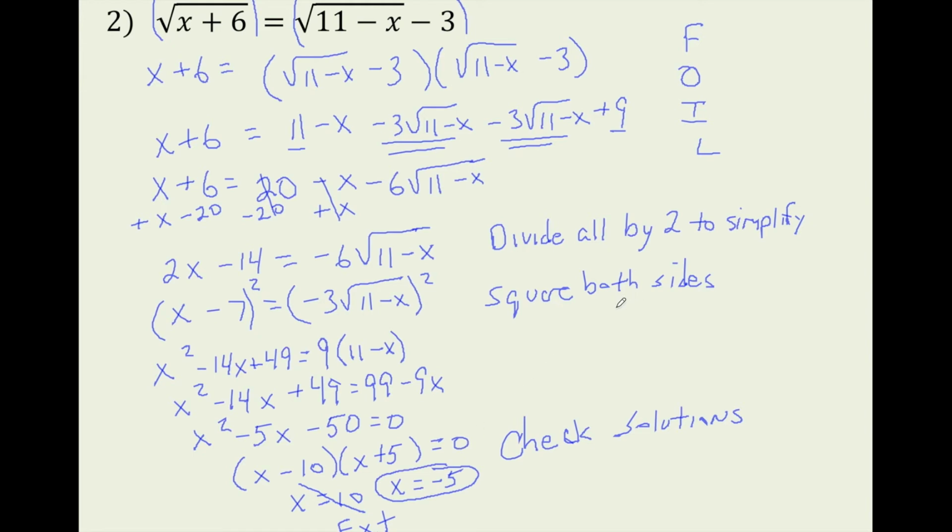All right, so check your answers. I got x equals negative 5 as my one answer. x equals 10 is extraneous. This is a little tricky right here. Think about it. Negative 3 times square root of 11 minus x times negative 3 times the square root of 11 minus x. Negative 3 times negative 3 is 9. Square root of 11 minus x times the square root of 11 minus x is 11 minus x. That's where that came from.